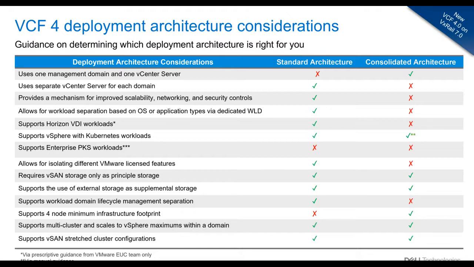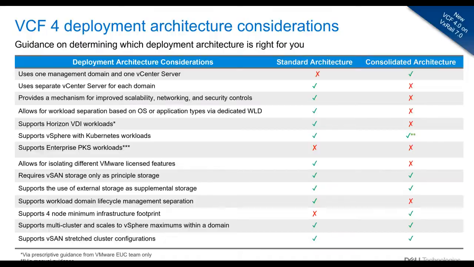And then finally, the workloads. Obviously with Consolidated, there is a subset of workloads that are supported: general purpose virtual machine server workloads, and vSphere with Kubernetes. Horizon workloads and those types of VDI deployments are not supported in that type of architecture. So if that is what you need, then standard architecture is the decision that you have there.